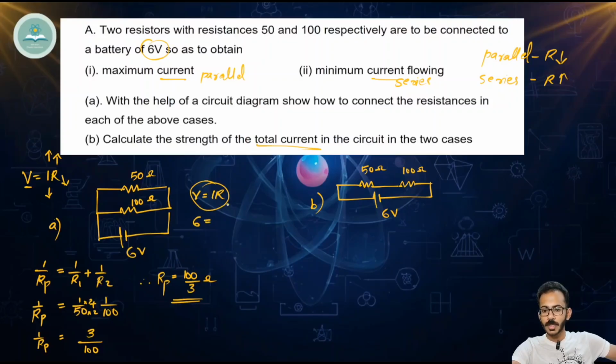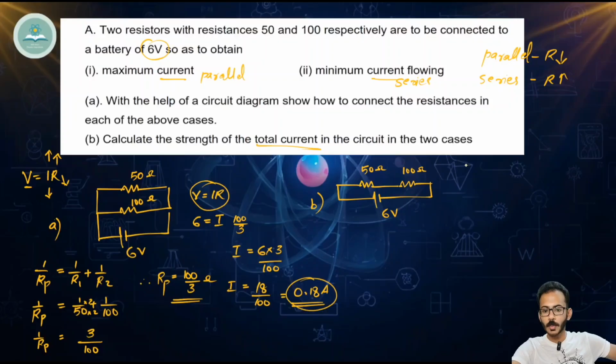From this equation, V is already known to us, that is 6 volt. So 6 is equal to I into the effective resistance 100 by 3. So if I keep I here, then I is equal to 6 into 3 divided by 100. Here 6 into 3, 3 6 are 18. 18 divided by 100, the decimal will jump towards the left side 2 times. We'll get 0.18 ampere. So the total current in the first circuit is 0.18 ampere. Now let's go to the second one.